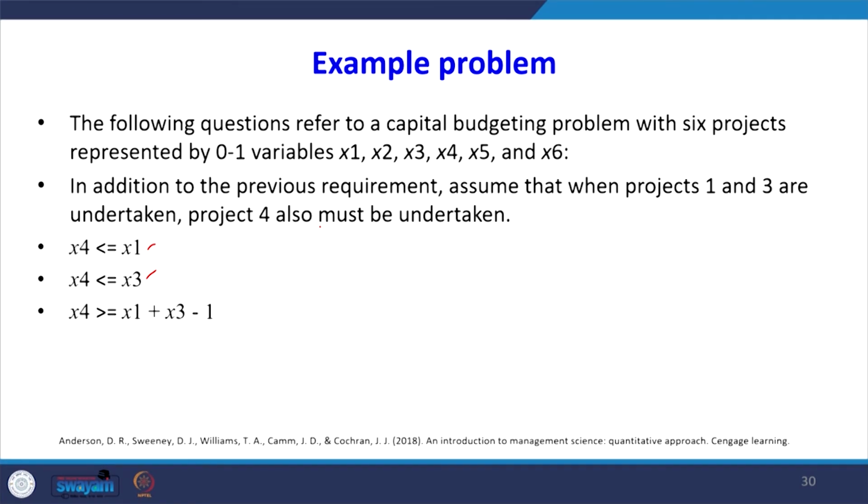So how to represent this? x4 is greater than or equal to x1 plus x3 minus 1. When you represent it this way, it says that when projects 1 and 3 are undertaken, project 4 also must be undertaken. See, if you are taking x1 equal to 1, x3 equal to 1, so 2 minus 1 is 1, then x4 is also undertaken.